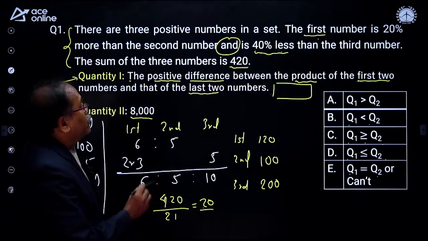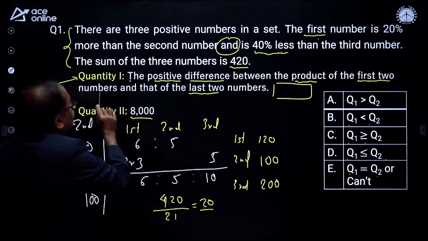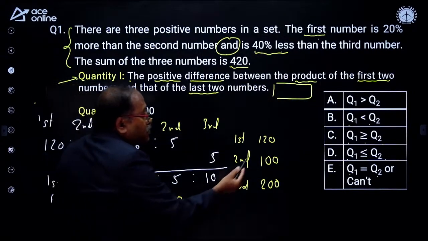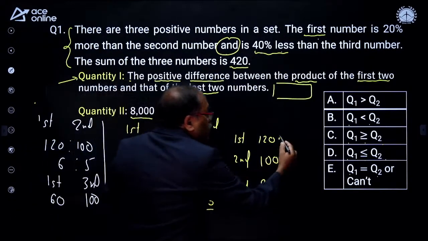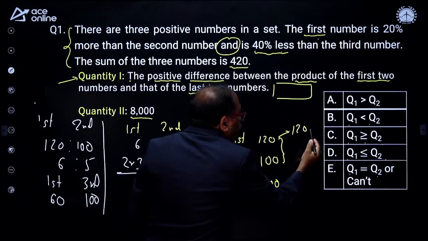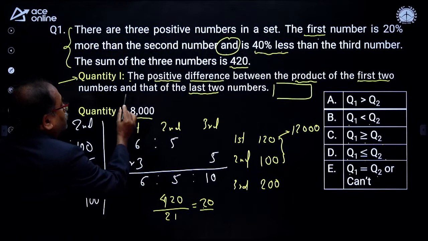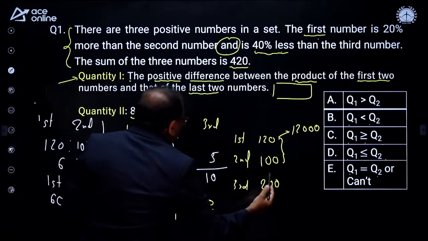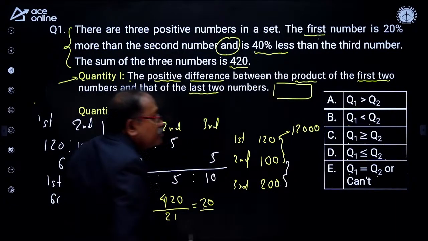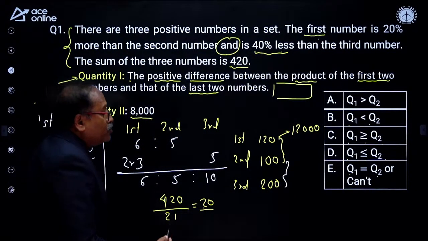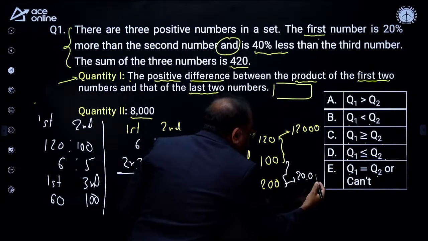From here, look at what is said: the positive difference between the product of the first two numbers. So these are the first two numbers, and I notice that this product is 12,000. And the last two numbers, when it says the last two numbers, they are talking about these two numbers. And here I notice that this product is 20,000.